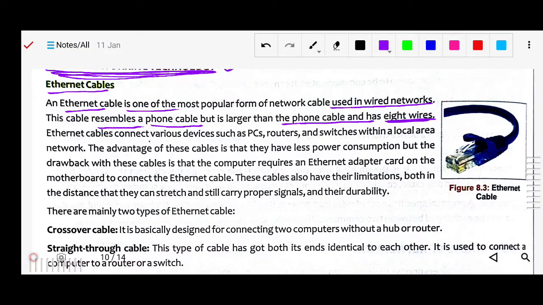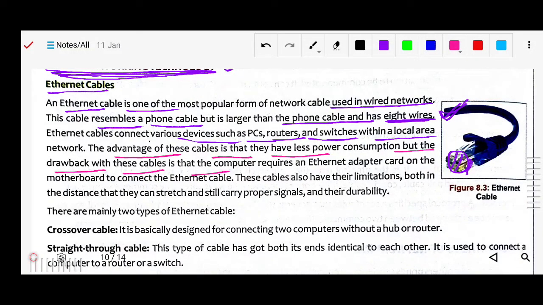How many wires does it have? 8 wires. Here you will count, there are small slots, so in total there are 8 wires. Ethernet cable can connect various devices such as PCs, routers, switches within a local area network. About these terms, routers and switches, we will see later on in this chapter. The advantage of these cables is that they have less power consumption, but the drawback with this cable is that the computer requires an Ethernet adapter card.